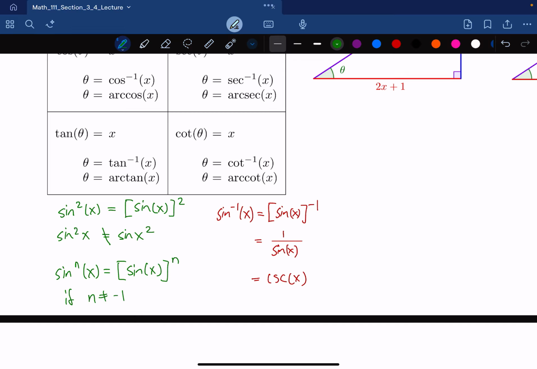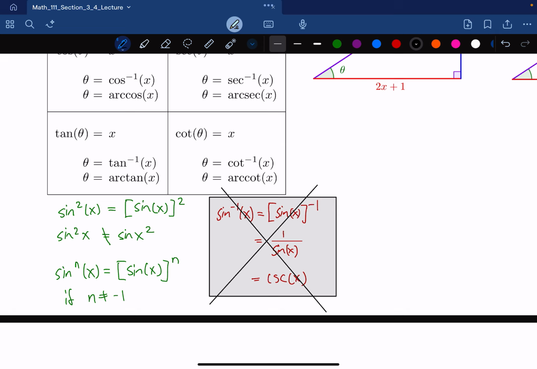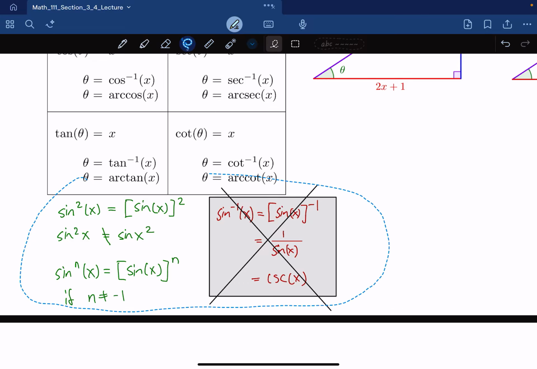Okay, so the easier way to think about this is to basically recognize that that -1 is really not a -1, it is an abbreviation for the word inverse. Okay, abbreviation for the word inverse. That's probably going to save you from making these silly little mistakes in the future.